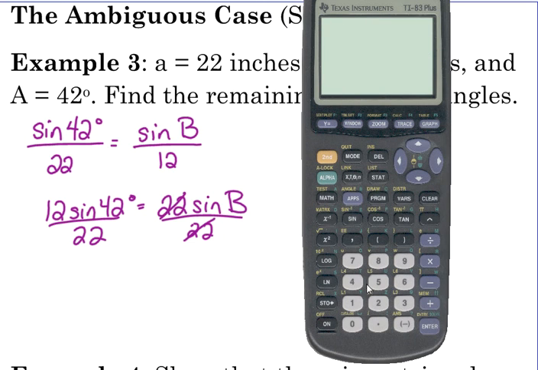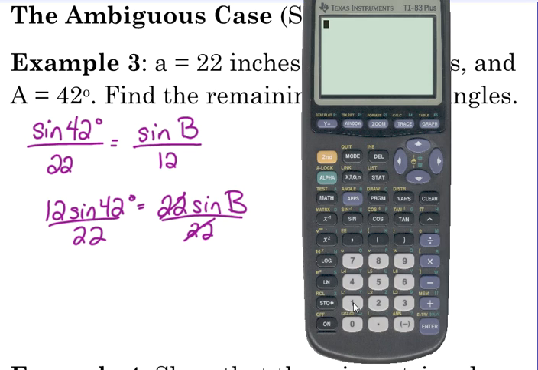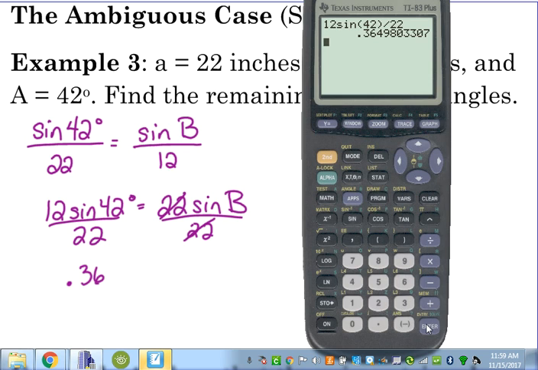Make sure we are in degree mode. That number, 12 sine of 42, close parentheses, divided by 22, is not the answer. That doesn't really make sense. That 0.365 would be our angle B. What is that actually equal to? The sine of the angle.